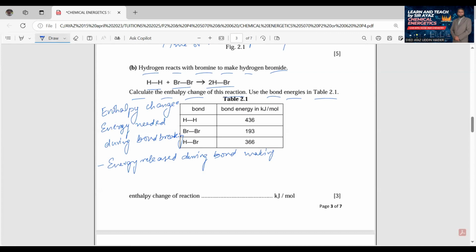So we have H bond H and Br bond Br. So H bond H must be 436 plus Br bond Br 193 minus energy released with the making of bond between Br and H, that is 366, but should be multiplied by 2. There are 2 moles of HBr.